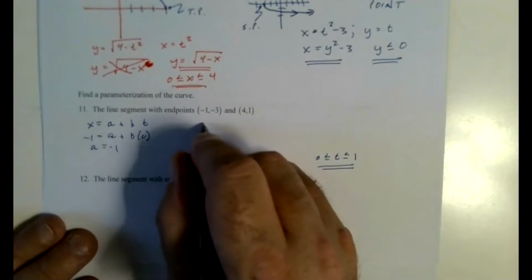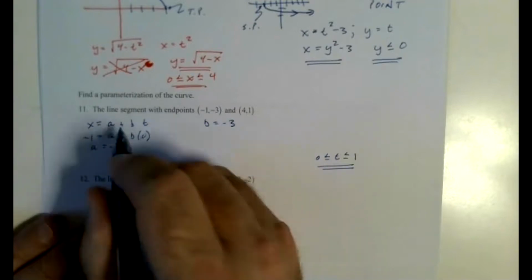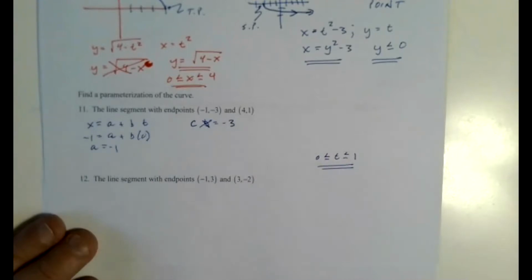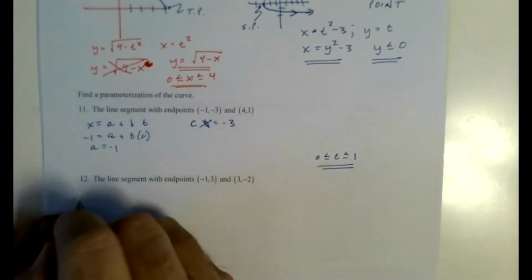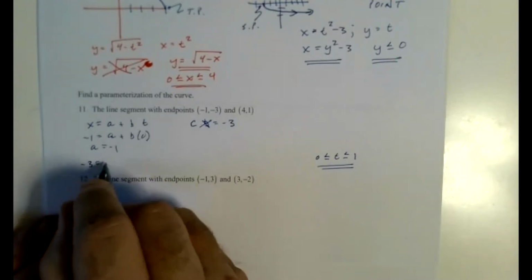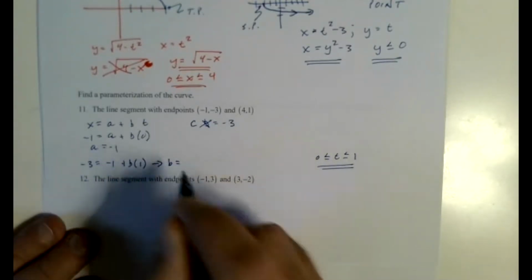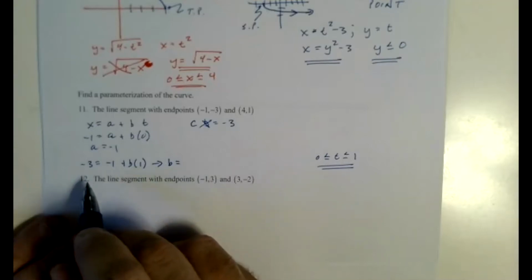Hey, I got an idea. Why don't we just say a, b, c. C equals negative 3. Why don't we start saving some time now that we're getting good at things? Negative 3 equals negative 1 plus b times 1. B equals negative 2.